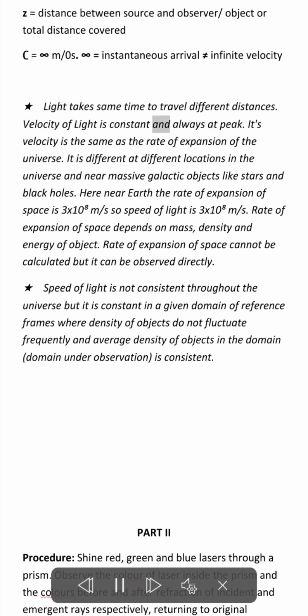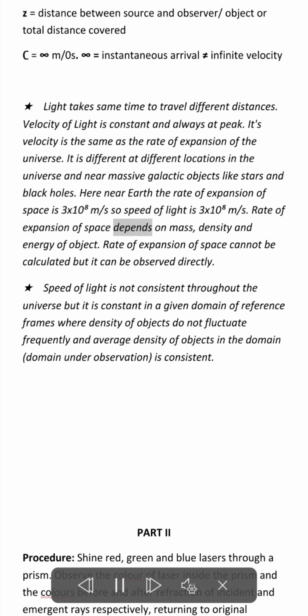Velocity of light is constant and always at peak. Its velocity is the same as the rate of expansion of the universe. It is different at different locations in the universe and near massive galactic objects like stars and black holes. Here near Earth, the rate of expansion of space is 3x10 m/s, so the speed of light is 3x10 m/s.